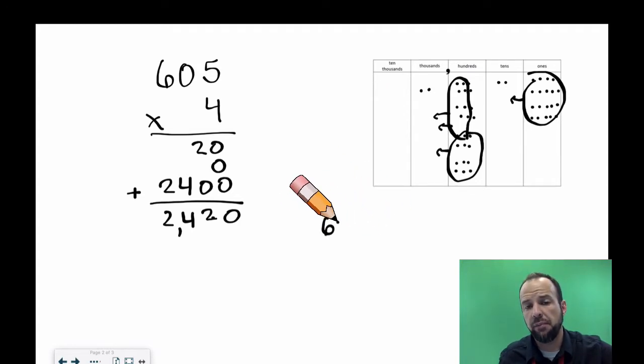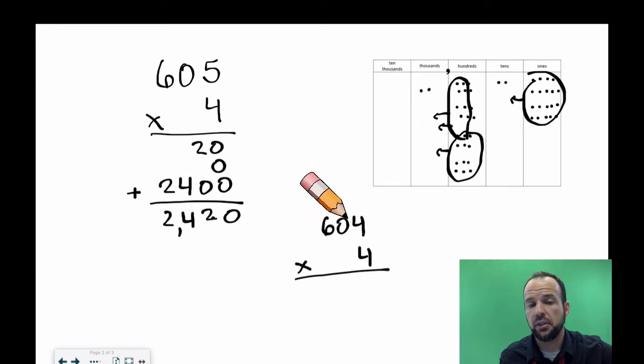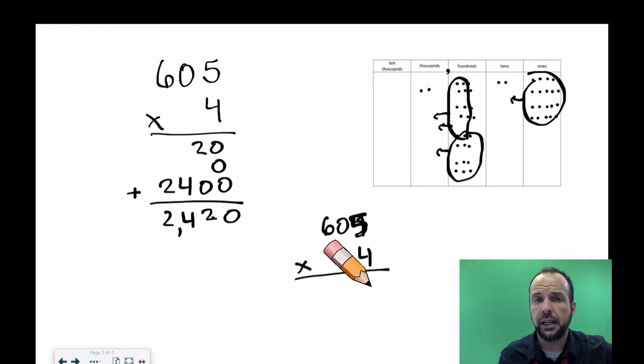Now, if we did follow that standard algorithm way of doing things, something similar is going to happen, okay? I should probably write the right number in here, 605, okay. So when we multiply through with our ones, we're gonna get 20, right? 4 times 5 is 20.